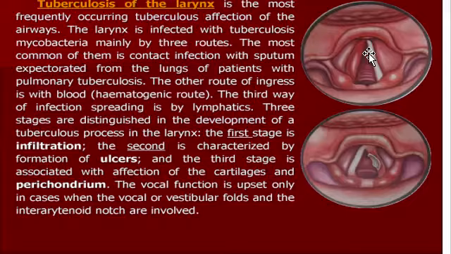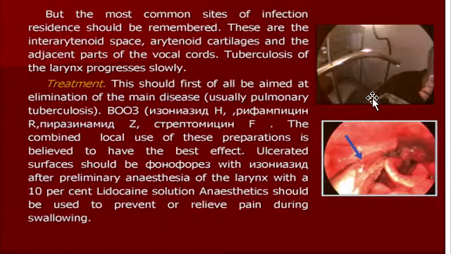Three stages are distinguished in the development of a tuberculous process in the larynx. The first stage is infiltration, the second is characterized by formation of ulcers, and the third stage is associated with affection of the cartilage and perichondrium. The vocal function is upset only in cases when the vocal or vestibular folds and the interarytenoid notch are involved. But the most common sites of infection residence should be remembered.